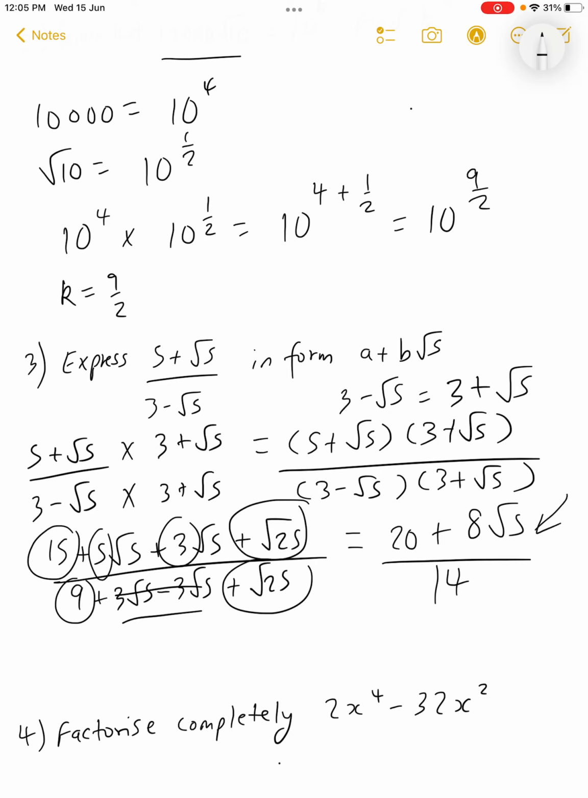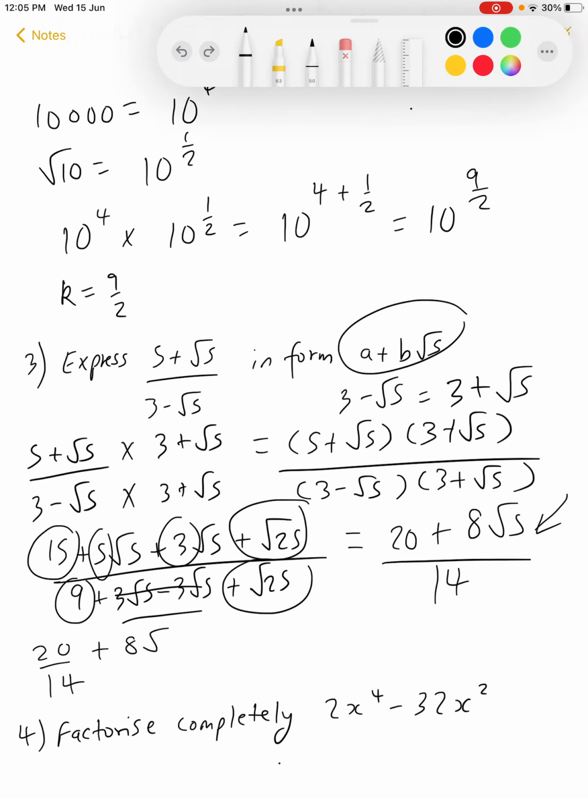So now you cannot leave this in this form, you have to write it in the form a plus b square root of 5. Now in order to do that, you just divide 20 by the denominator, plus 8 divided by the denominator, square root 5. Oh no, sorry, it's square root 5.